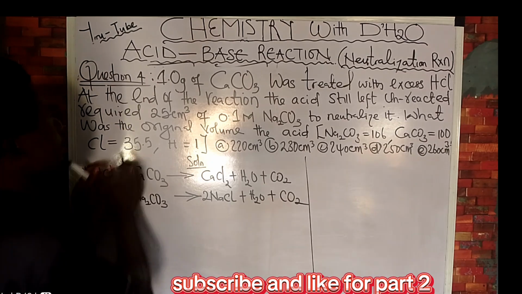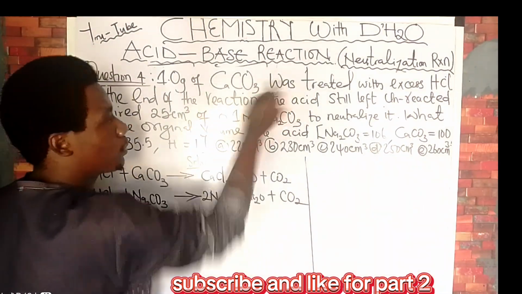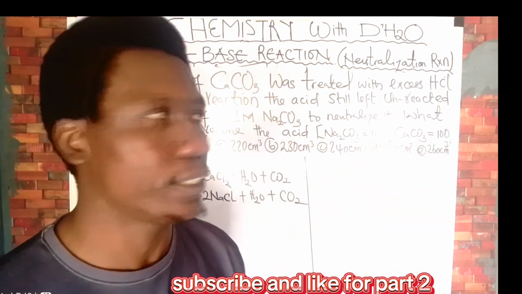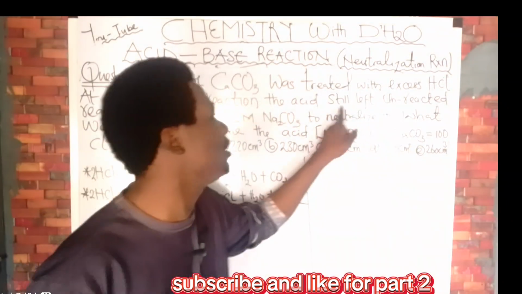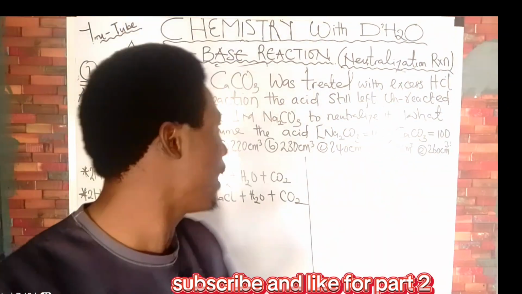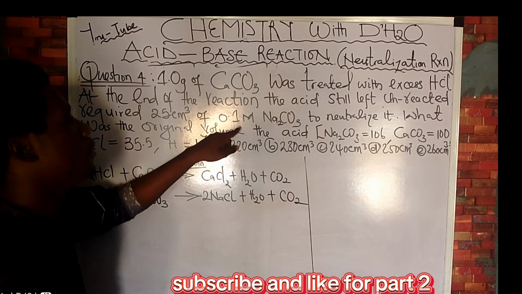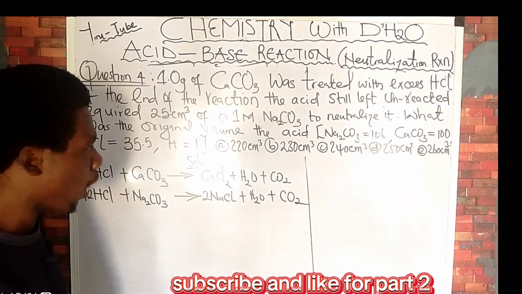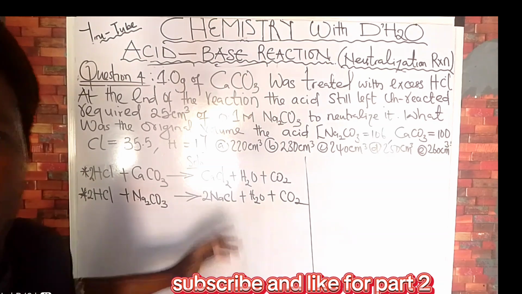The question says 1.0 gram of CaCO3 was treated with what? Excess HCl. So the HCl was in excess to the point that at the end of the reaction, the acid still left unreacted required 25 cm cube of 0.1 molarity Na2CO3 to neutralize it. Wow. What was the original volume of the acid? Very easy. If you come across this question in your exam, how will you solve it?